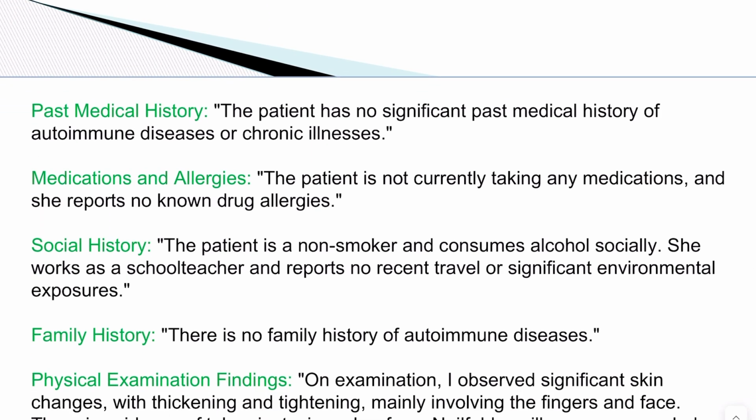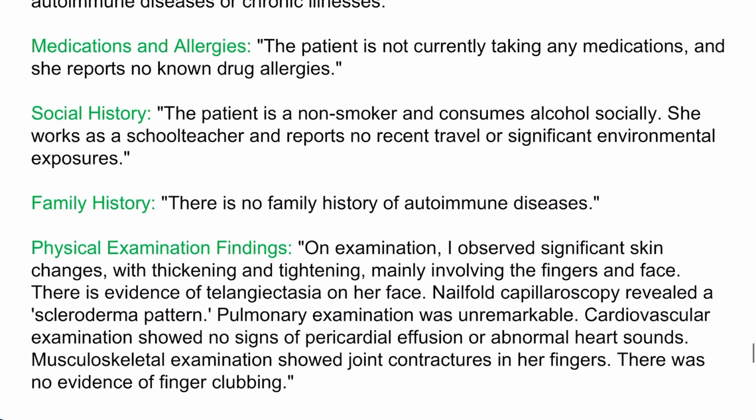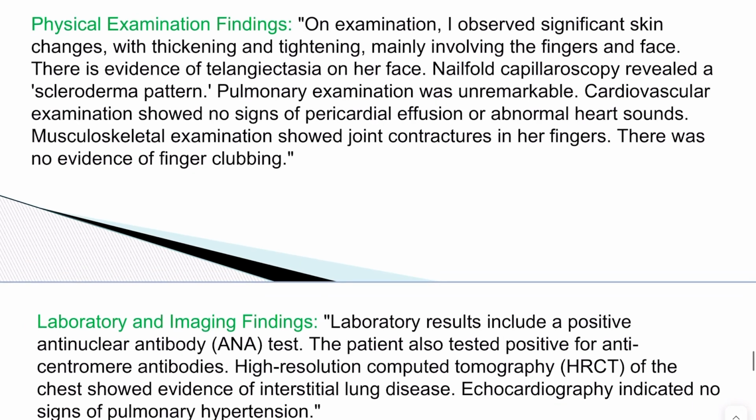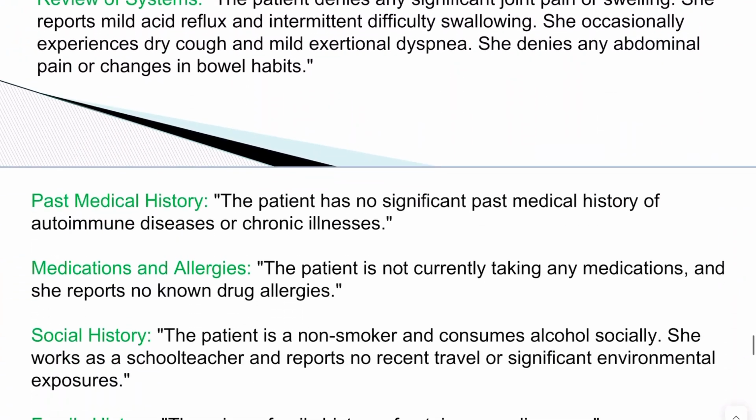Past medical history: the patient has no significant past medical history, autoimmune disease or chronic illness. The patient is not currently taking any medication and she reports no known drug allergies. The patient is a non-smoker and consumes alcohol socially. She works as a school teacher and reports no recent travel or significant environmental exposure. There is no family history of autoimmune disease, as already mentioned. You have talked a bit about the history, so you can shorten it as well.